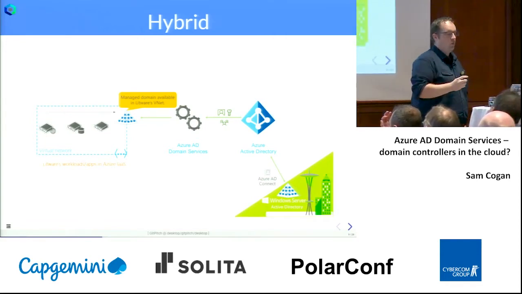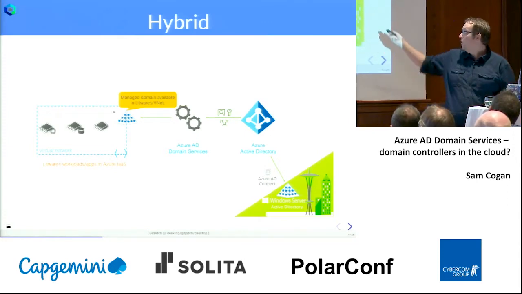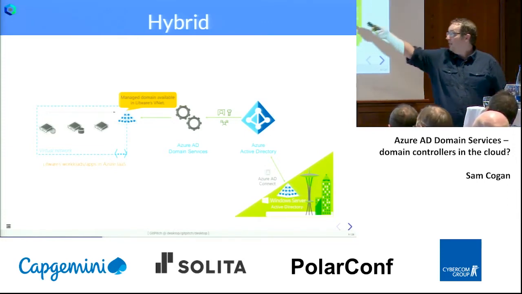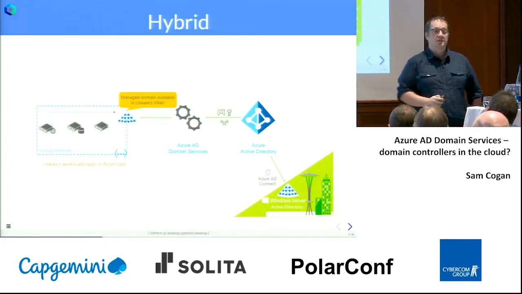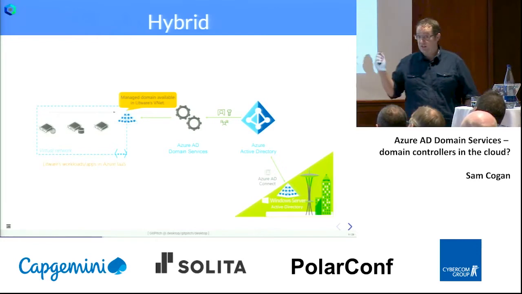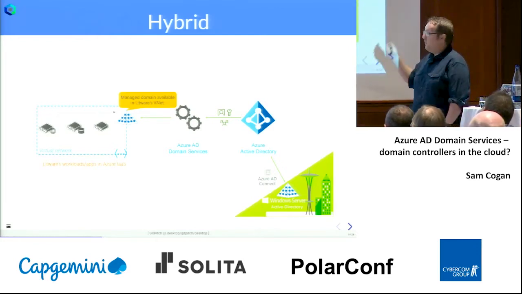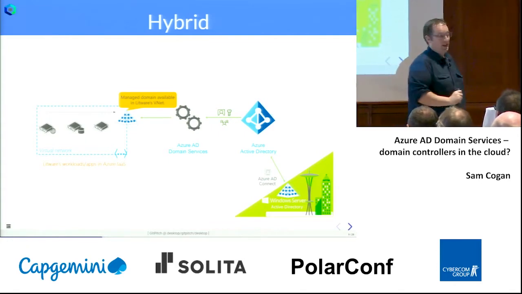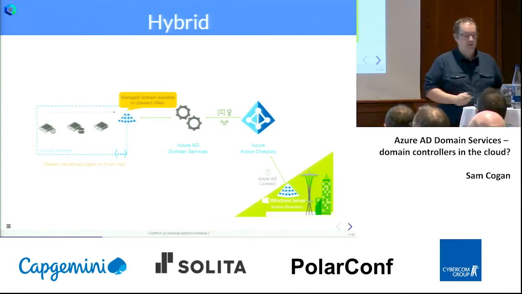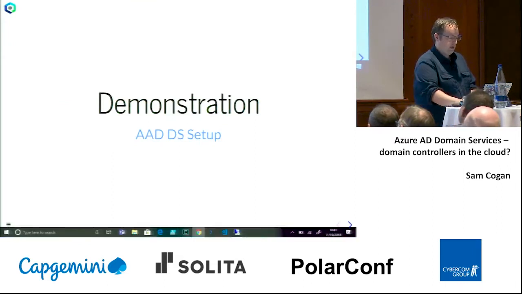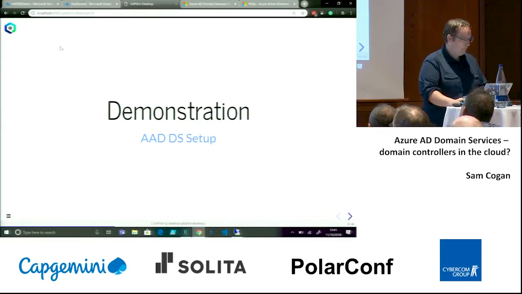It then works with the users that you've synced up from the on-premise environment into Azure Active Directory and then across into your domain services instance. There are some complications around this we're going to come into in a minute, so don't think this is the perfect solution for your use cases until you've seen those complications. But that is the hybrid approach. What we're going to do is have a quick look at how you actually set that up.